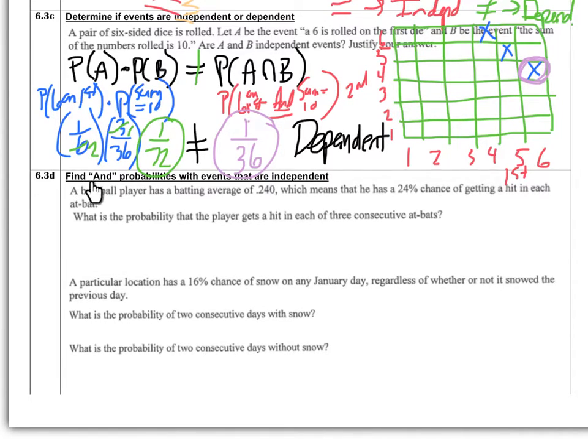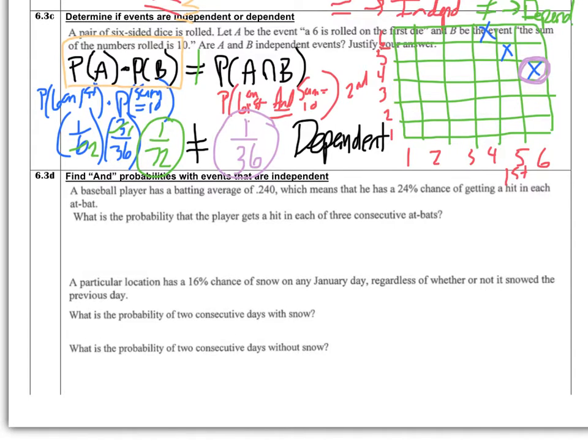6.3d, we're going to find AND probabilities with events that are independent. If two events are independent from one another, here's the great trick. I do not have to go back here like I did on this problem and do the sample space and count it out. If they're independent, I am now allowed to piggyback off of this particular formula here and use a shortcut and just multiply two events together or three events together. So if it's a probability of A and B, I just multiply.